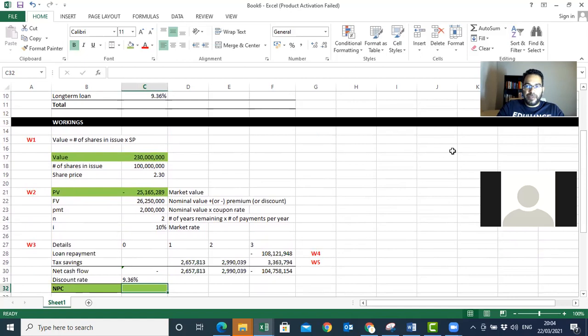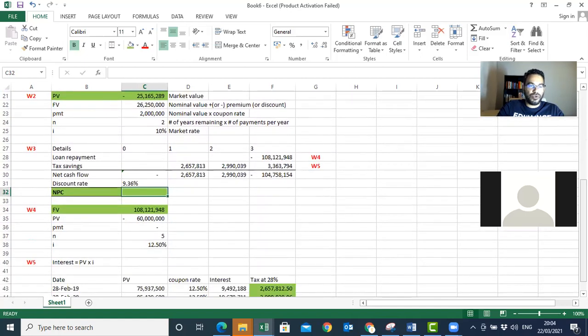What's important to note over here is the following: this rate must be after tax because this cash flow is after tax. How do I know this cash flow is after tax? Because there's a tax savings over there. So because the cash flow is after tax, the discount rate must be after tax. If the cash flow is before tax, the discount rate will be before tax.